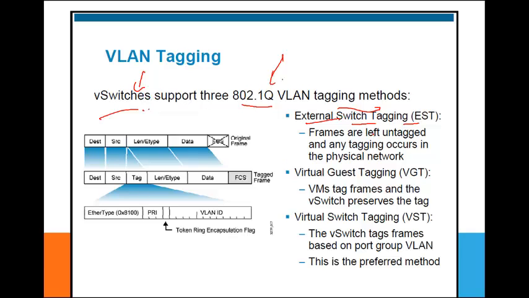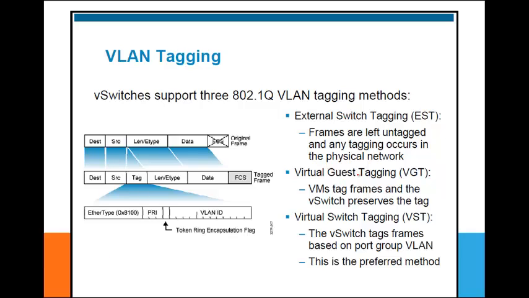Frames are left untagged. V switches don't tag, and any tagging occurs in the physical network. So they accept the tag that is done by the physical network. This method leaves the frame untagged and allows the external switch to handle all the tagging operations. So the external switch takes care of tagging. That we call EST, external switch tagging. It's meaningful.